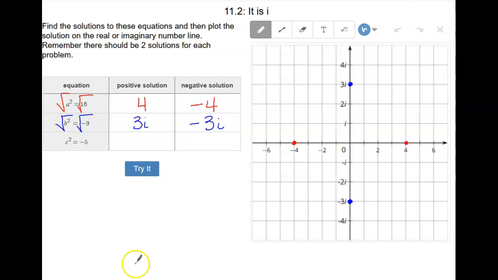Same thing for this last one. If we take the square root on both sides here, we get a positive square root of negative 5, which is the same thing as the square root of 5i, or i square root of 5. And then we would also have negative i square root of 5. So square root of 5 would be somewhere up here, just slightly over 2, positive 2i, and negative 2i.